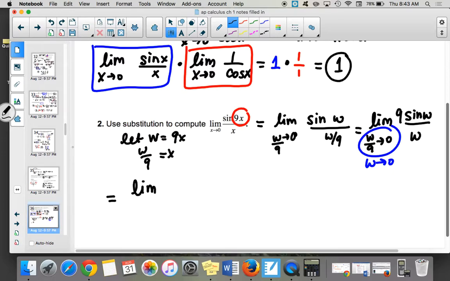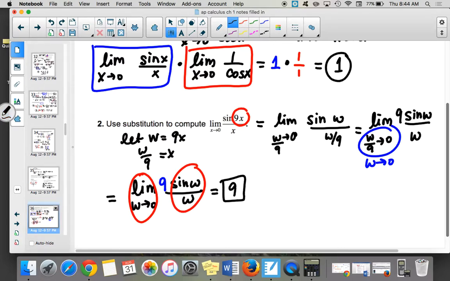So we have the limit as w goes to 0. We have that extra 9, so we can put it out front. It doesn't matter where we put it. It's up to you. You can leave it in the problem if you want to put the 9 right there. But the sine of w over w and the limit as w goes to 0, what did that all go to? 1. That was the thing I said to memorize, right? So it's 1 times 9, so it ends up being 9. Okay, we don't want to do that every single time.